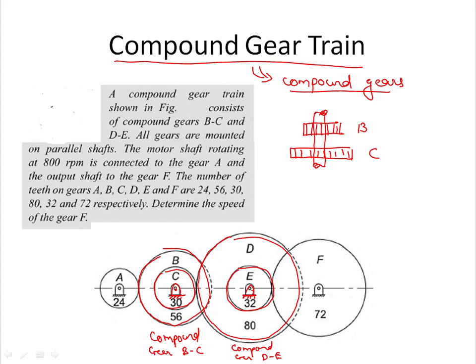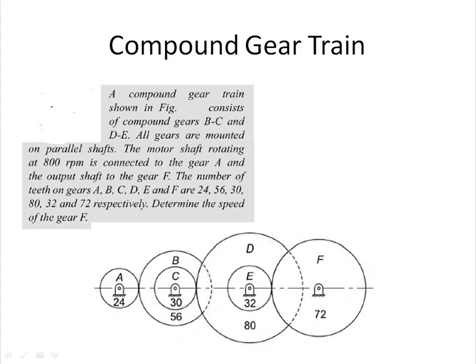Now we'll get back to the numerical over here. In this, a compound gear train is shown in figure, consisting of compound gears BC and DE, like we have discussed earlier. All gears are mounted on parallel shafts. So these shafts, this, and this, all are parallel to each other. Next, the motor shaft rotating at 800 rpm is connected to the gear A. So basically, motor is connected to gear A. That means gear A is my input.